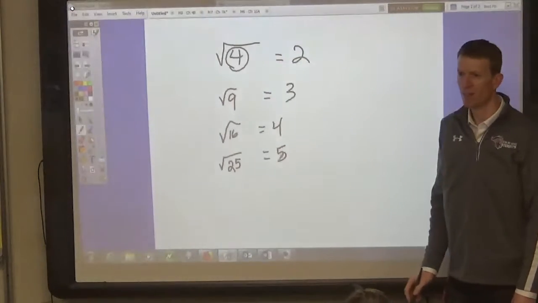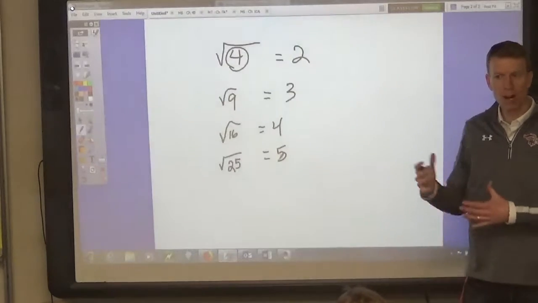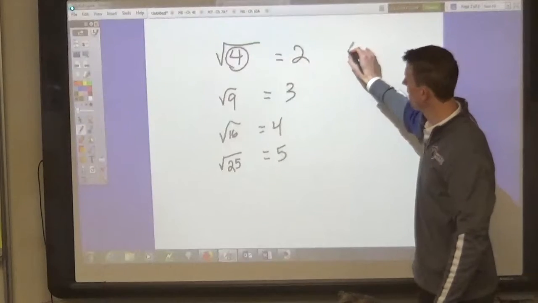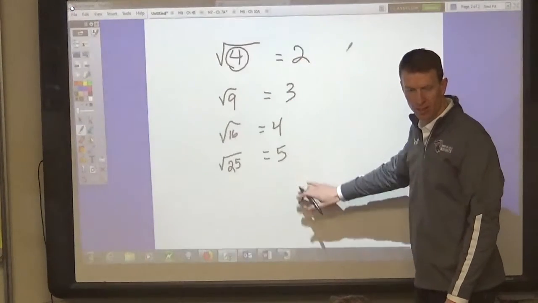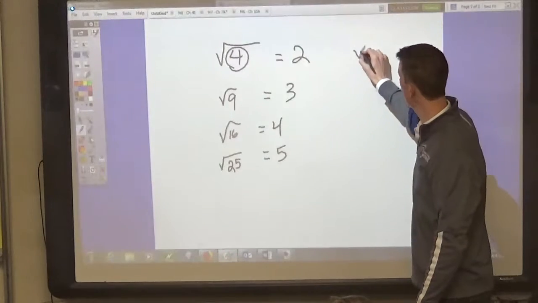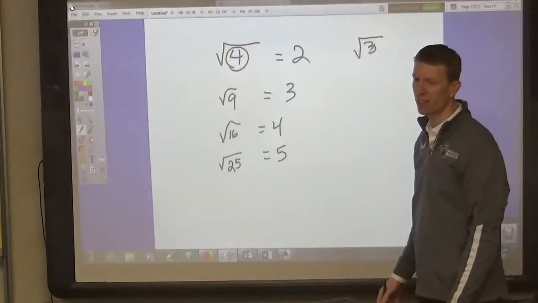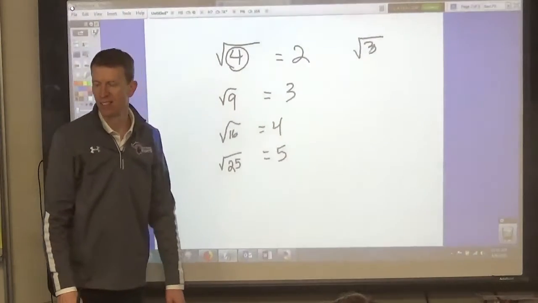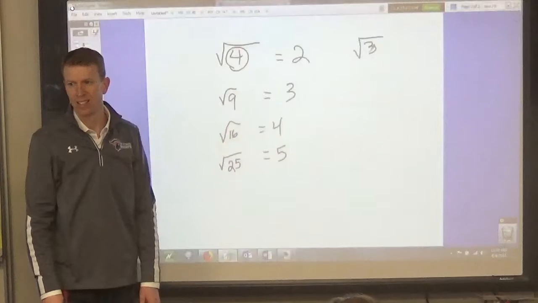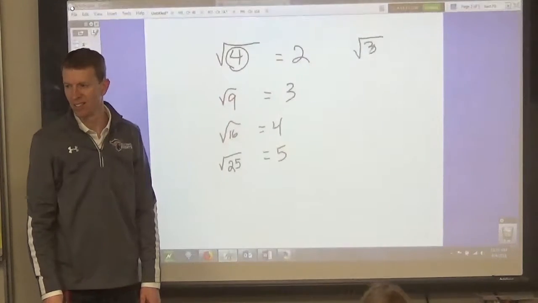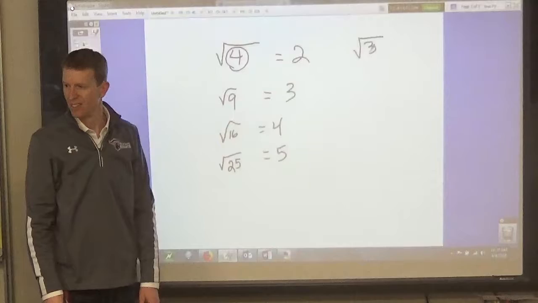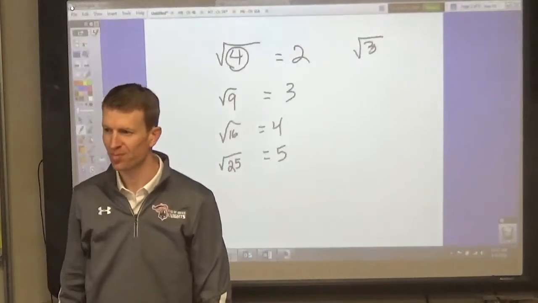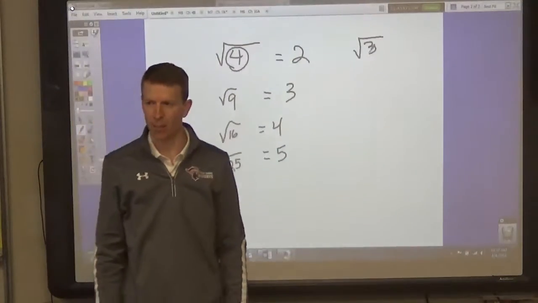Yep. But you can find the approximate square root of any number. Okay? It just wouldn't be a whole number. So, for example, the square root of 3, if you put that in your calculator, it's not 1.5. What is it approximately? You need a calculator to find it approximately.